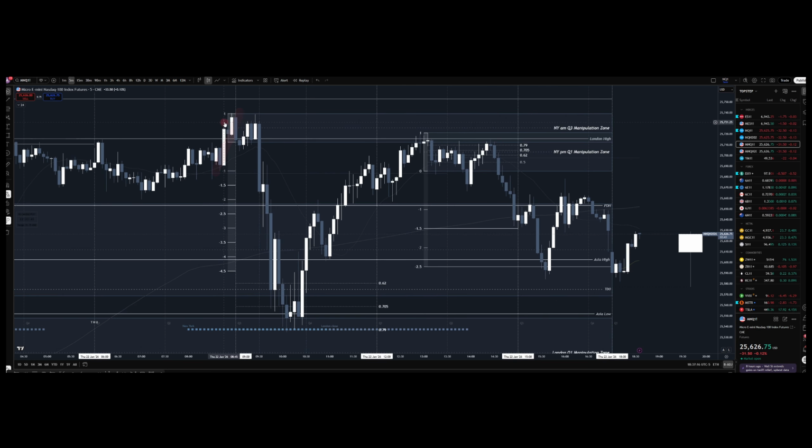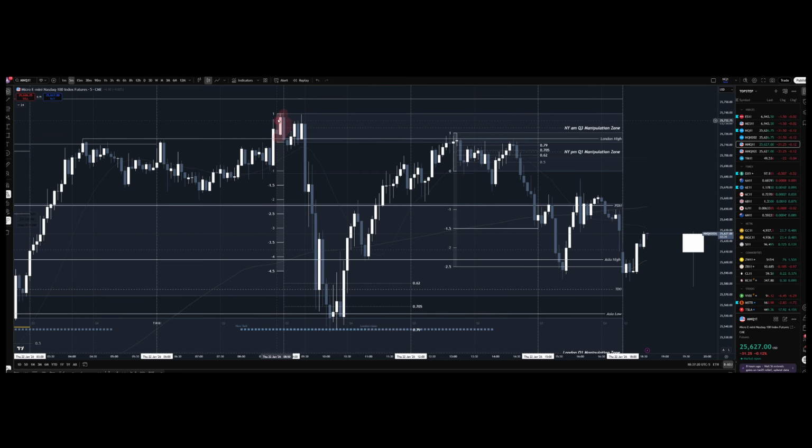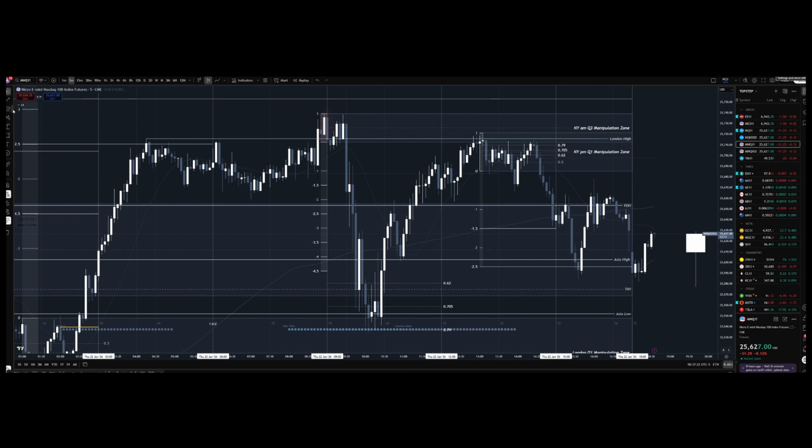Otherwise, I'm quite used to just using the smaller swing on the 5-minute, especially because I trade Asia and London and the moves are smaller. But we can do a deviation off that whole swing here as well. Let me put that magnet back on.